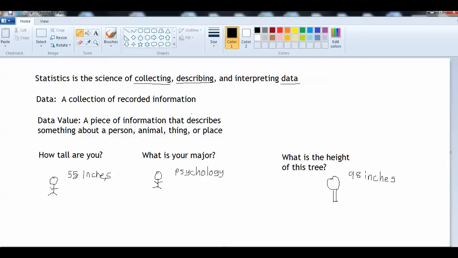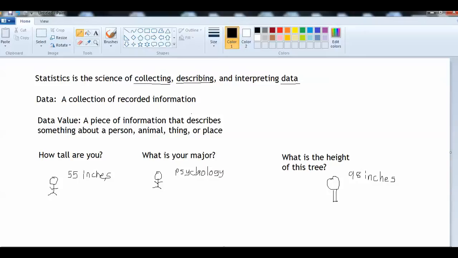So if I recorded the heights of 10 people and I calculated the average, meaning I added up the 10 heights and divided the total by 10, that average would summarize the entire data set of those 10 heights, and that would be an example of describing data because I'm summarizing the data set.